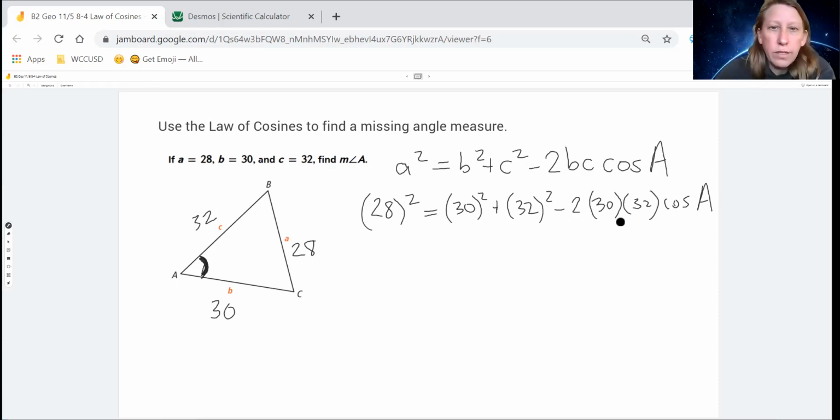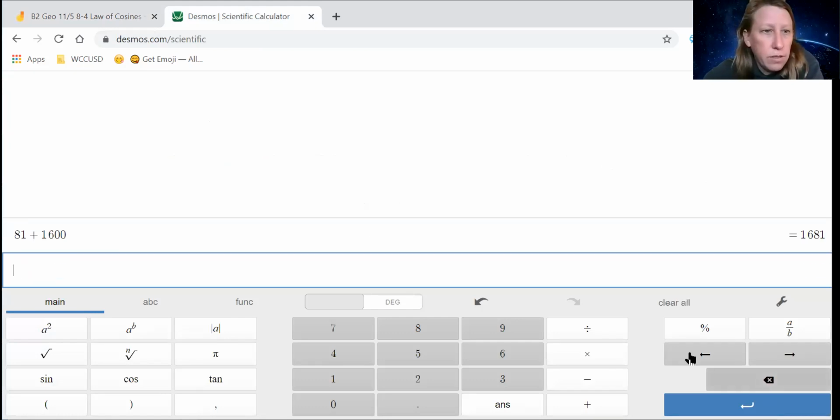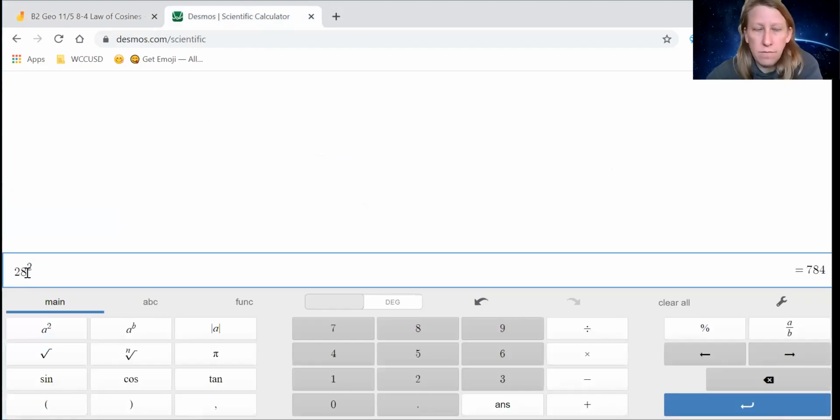All right, let's go for it. 28 squared. I'm good with my perfect squares up to 15. I haven't put time in to memorize them after that. 28 squared is 784. 30 squared, I can figure that one out. 3 times 3 is 9. So 30 times 30 is 900. 32 squared, I don't know. Just checking myself. Okay, 1024.